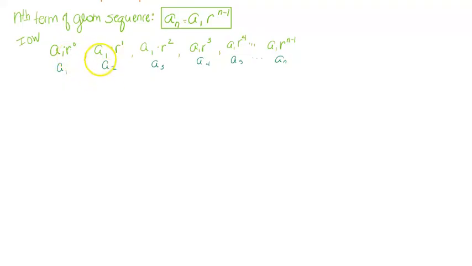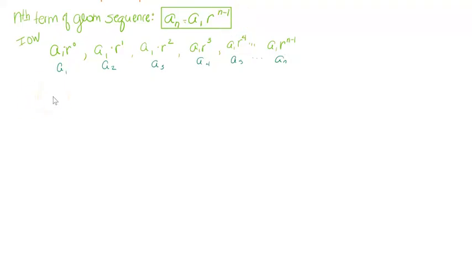The second term would be the first term multiplied by the common ratio times 1. So n minus 1 is 1 because 2 minus 1 is 1. The third term, so n is 3, is just the first term times the common ratio raised to the second power, or 3 minus 1. And so forth, all the way down to the nth term, which would be the first term times the common ratio raised to the n minus 1, which is the formula.